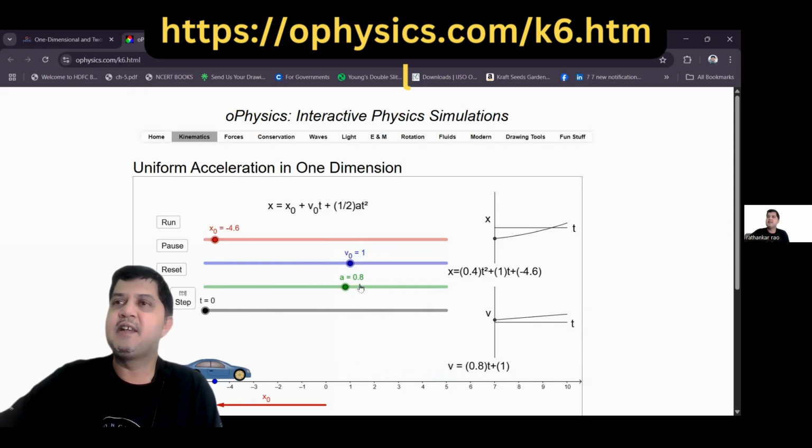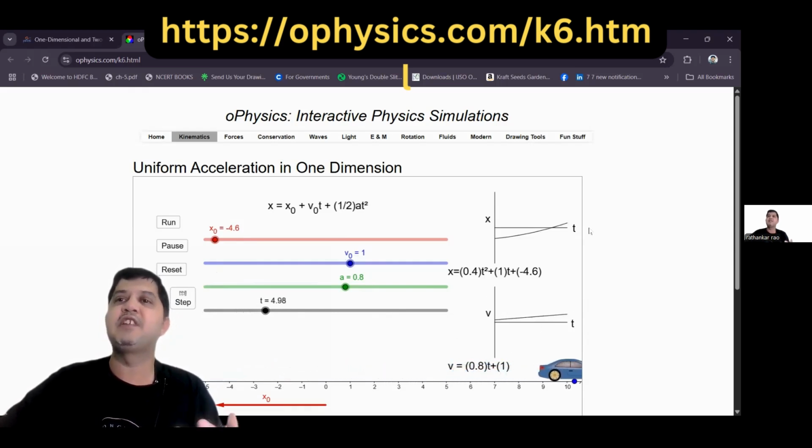So now you can say, if the initial velocity is equal to 1 meter per second and your acceleration is 0.8 meter per second square, then what will happen to the car? How does it move? Now, both the velocity and acceleration vectors are in the same direction. That means velocity is increasing, thus the car moves in the forward direction. And the equation is given over here, and the graph is being given over here. Everything is being shown over here.